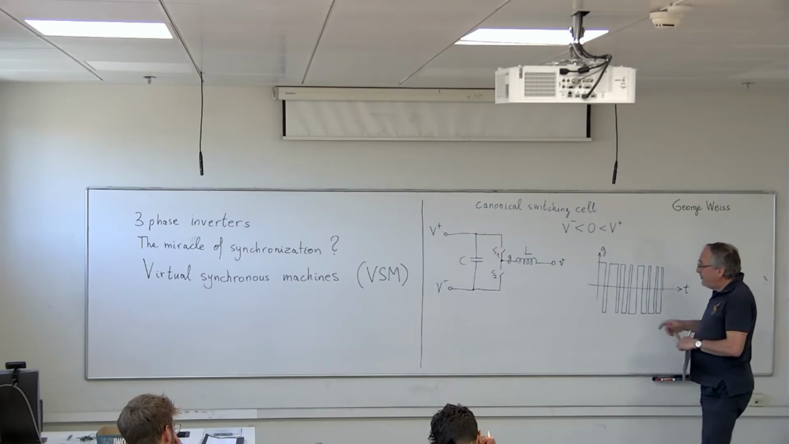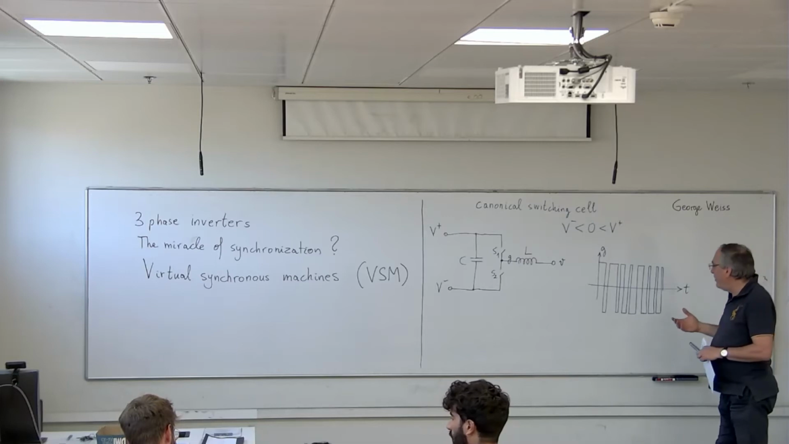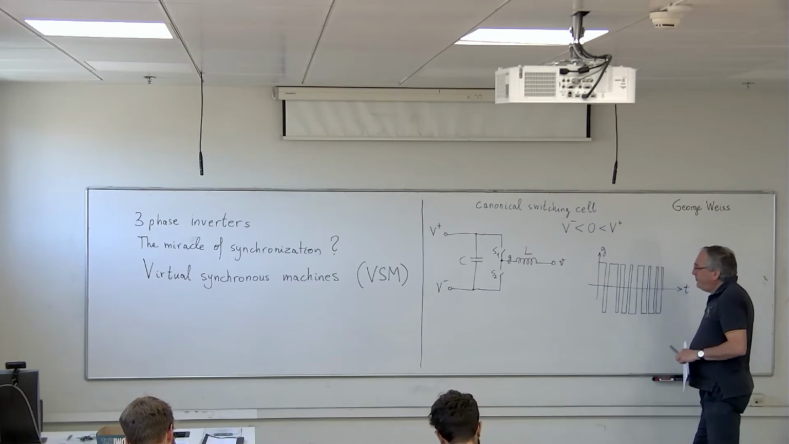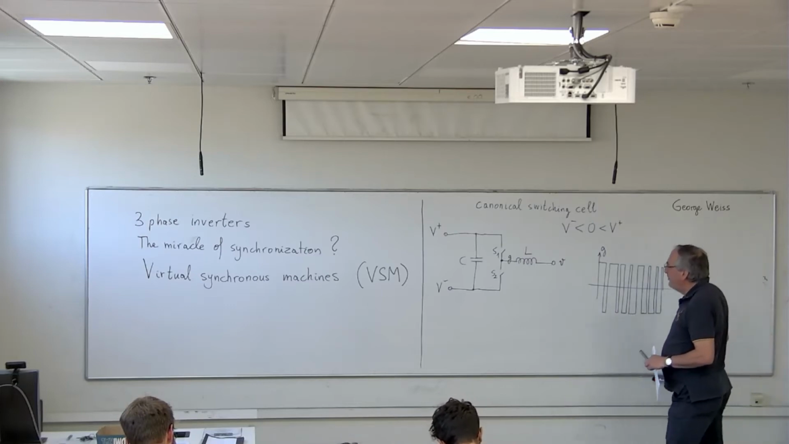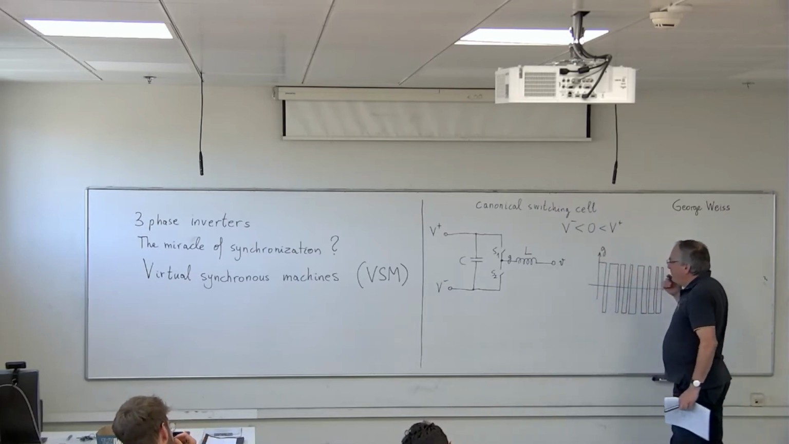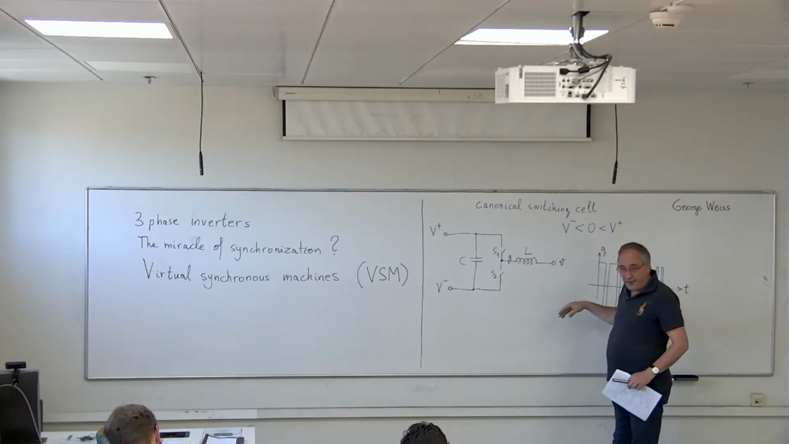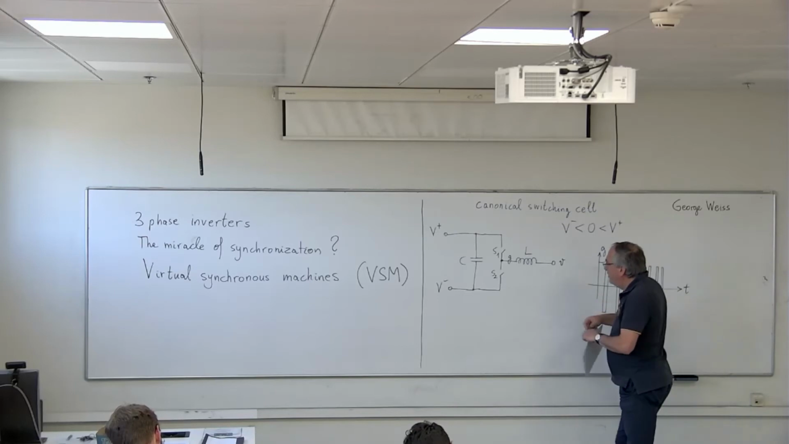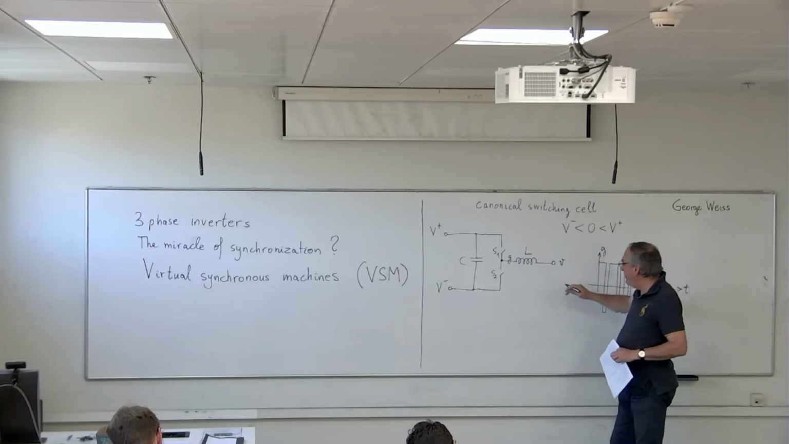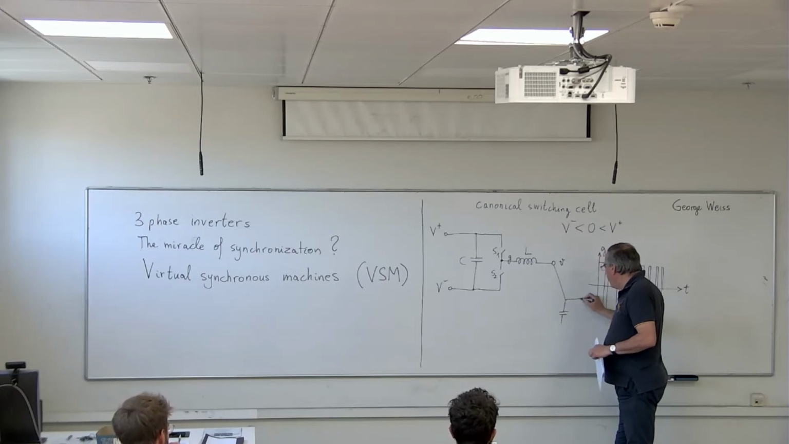Now, this inductor will, on an intuitive level, filter this signal. To this point V, you connect an external circuit. This external circuit is not part of the canonical switching cell, but it can be, for example, a smoothing capacitor and a load.